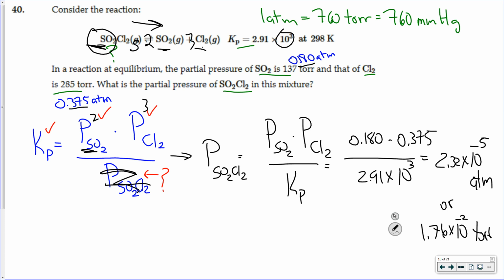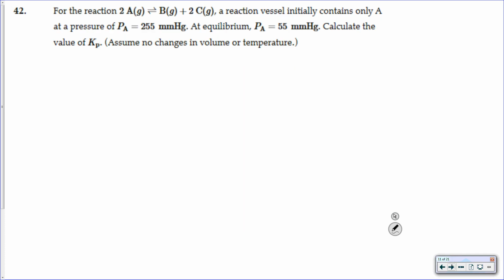Anything else? Okay. So 42. This one's a little more challenging.